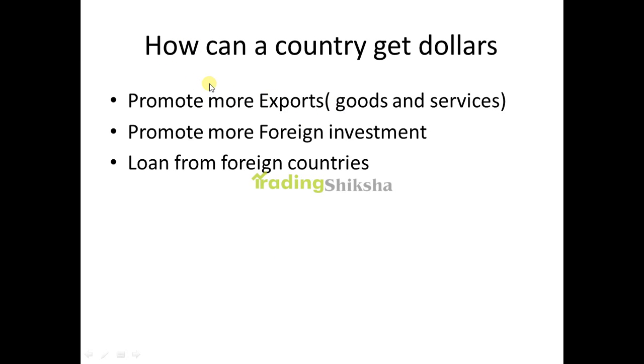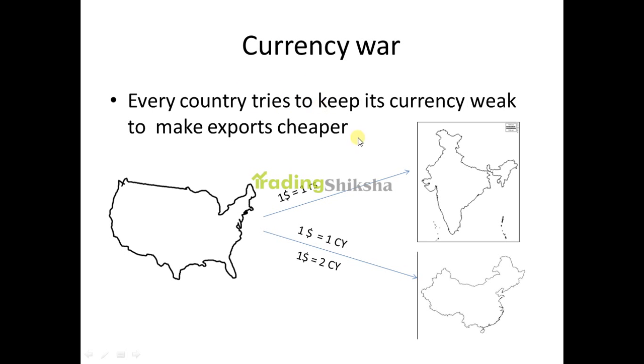Any country that wants to buy oil needs dollars, and to get dollars it needs to export, and to promote exports it needs to devalue its currency to make its exports more competitive. So you can see how this agreement that oil would be sold in dollars is impacting the currencies of various countries.